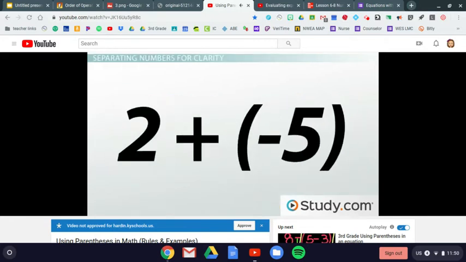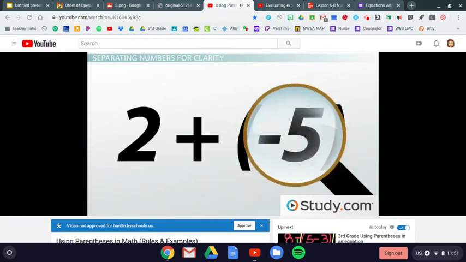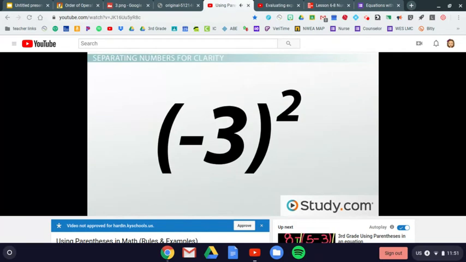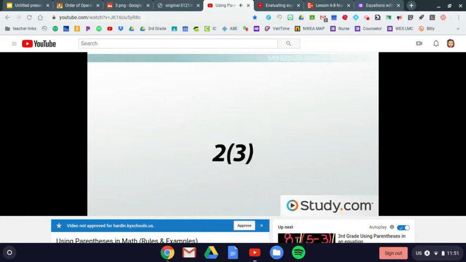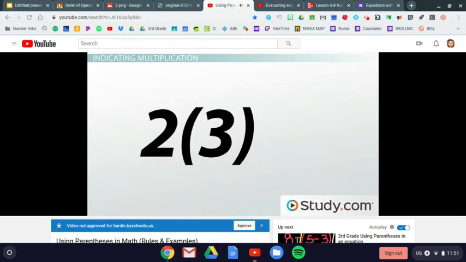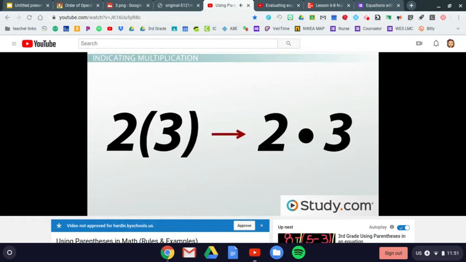Parentheses can be used to separate numbers for clarity. For example, if you had an addition problem with a negative number, parentheses would be used to separate the two signs. Parentheses can also be used to separate a number from its exponent. This usually happens if you are raising a negative number to a power. When a number appears next to another number with parentheses, you need to multiply the two numbers. For example, when you see 2, open parenthesis, 3, close parenthesis, you multiply 2 and 3.